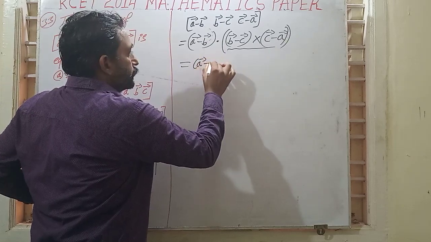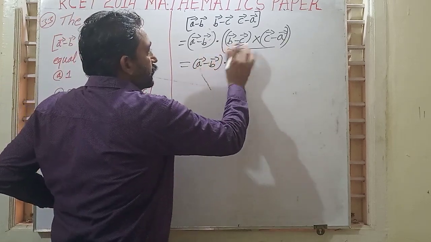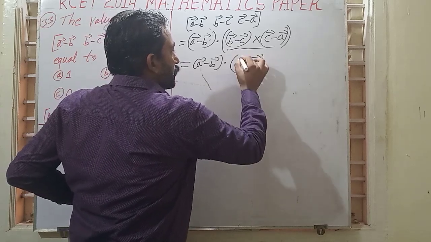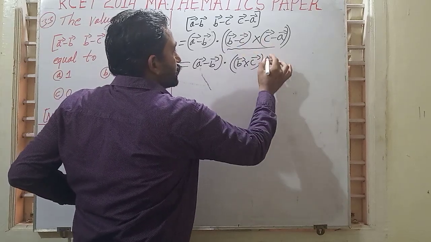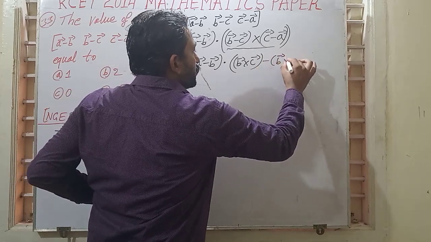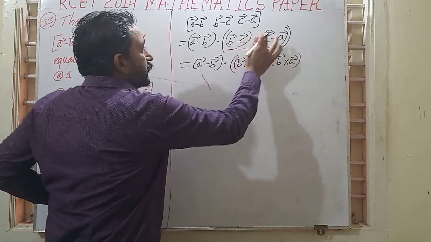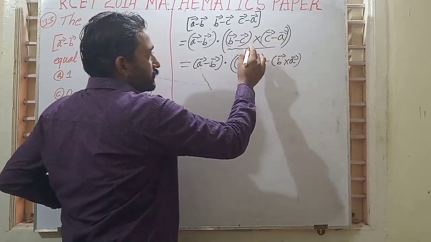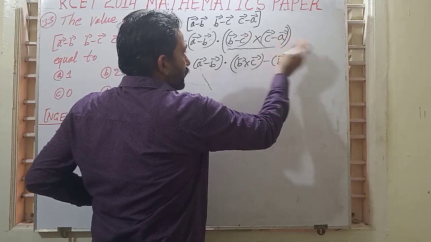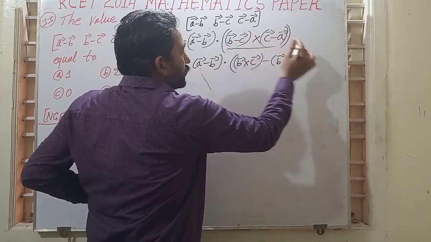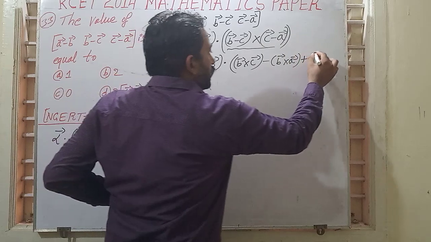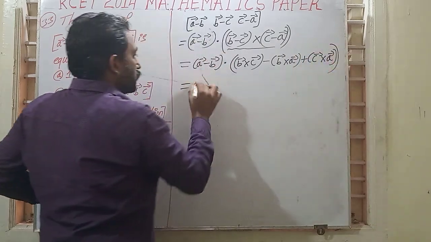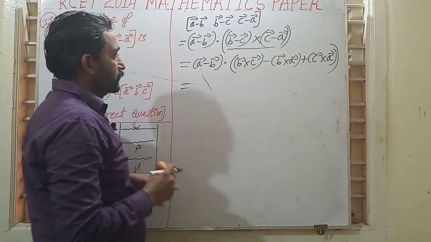So A minus B dot B cross C: first B cross C is B cross C. Next, plus into minus gives minus B cross A. Next, minus into plus gives minus, and C is repeated 2 times, so the value vanishes; do not write this C cross A. Next, minus into minus gives plus, so here C cross A. Close the bracket. Now do the point-wise multiplication.